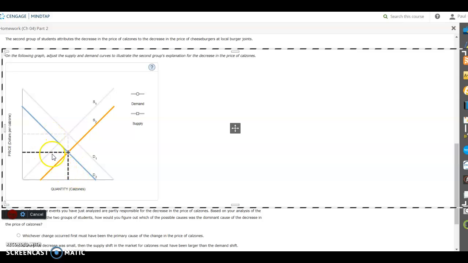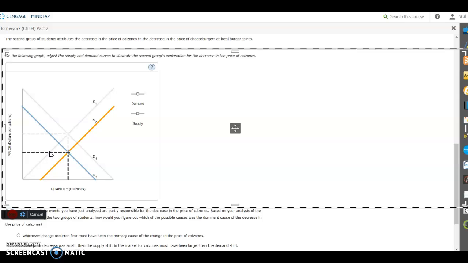Now, when it comes to the price, there's no question what happens to price. Price in the market goes down. Why? The supply shift to the right lowers price and the demand shift to the left lowers price. So you have two events both causing lower price. The sum of those two events has to be that the price will drop in the market.